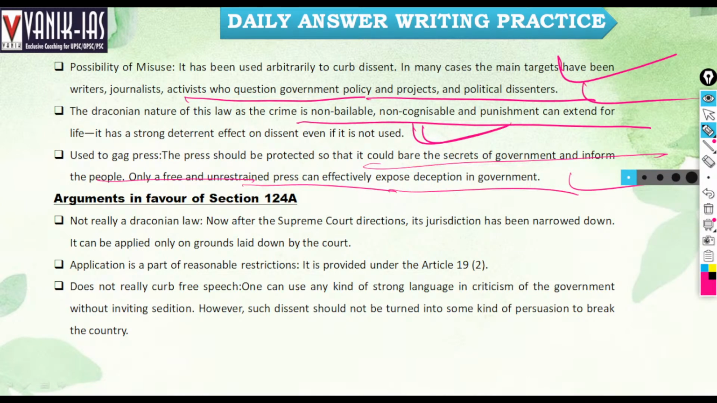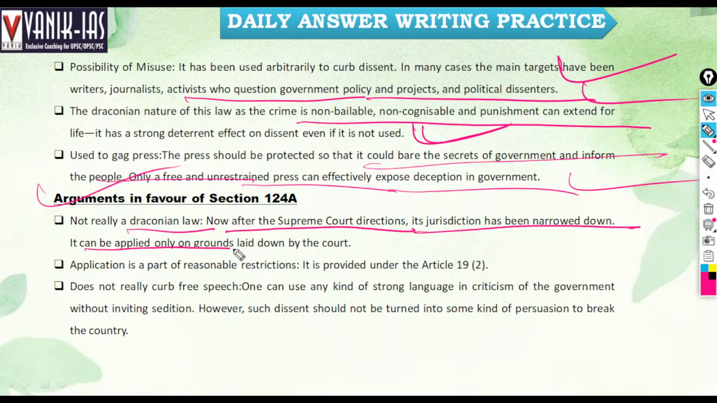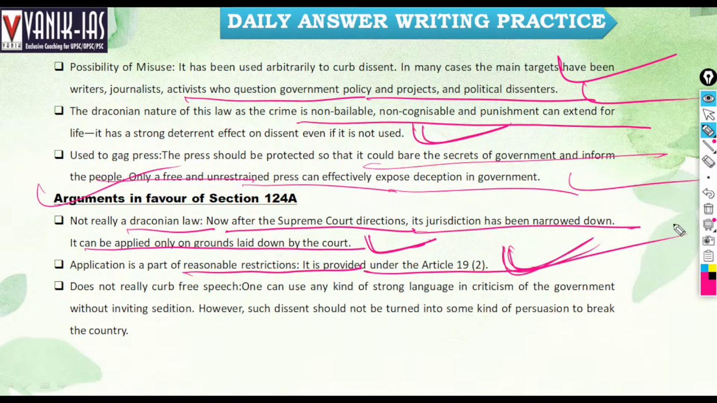Arguments in favor of Section 124A: not really a draconian law. After the Supreme Court direction, its jurisdiction has been narrowed down. It can be applied only on grounds laid down by the court. The Supreme Court has already given wide jurisdiction and they are following that in the majority of cases. Application is part of the reasonable restrictions provided under Article 19 clause 2, since free speech is provided as a fundamental right.